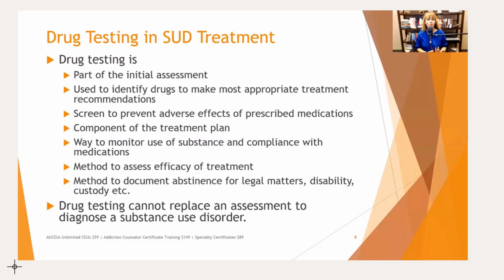You want to use drug testing to screen to prevent adverse effects of prescribed medications. You don't want someone taking something that increases serotonin levels, like a stimulant, and also taking an SSRI, because you could precipitate a serotonin crisis. So we want to know what's in there. We don't want somebody taking prescription benzodiazepines, prescribed by a physician, while they're also abusing opiates, because those are both depressants and they could lead to respiratory failure. So we need to know what's in the person's system.